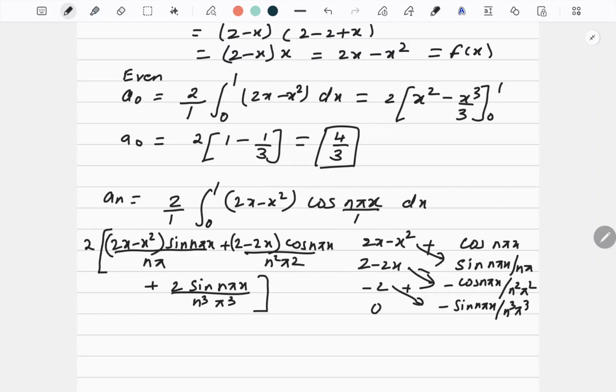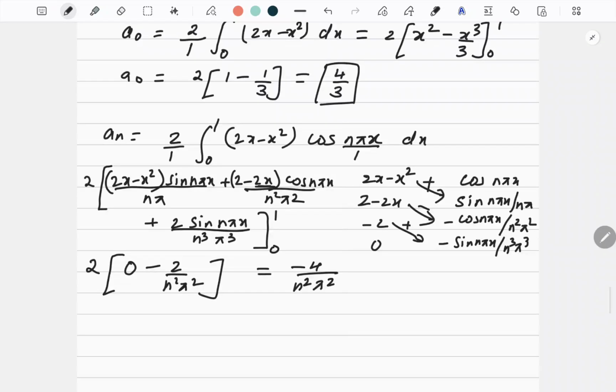Correct. Now if you observe, the limit is 0 to 1, so obviously the sine terms will go, and only the cos term you have to put the value in. So 2, first you put 1: 2 minus 2, here if you put 1, 2 minus 2 again is 0, gone. So 0 minus, now the lower limit is 0, cos 0 is 1, upon n square pi square. So I got minus 4 upon n square pi square as my an value.